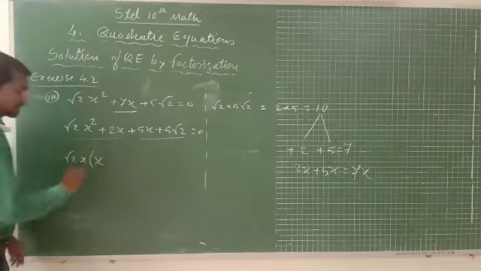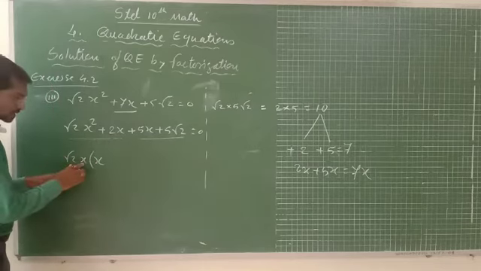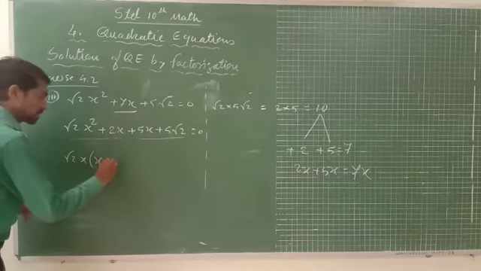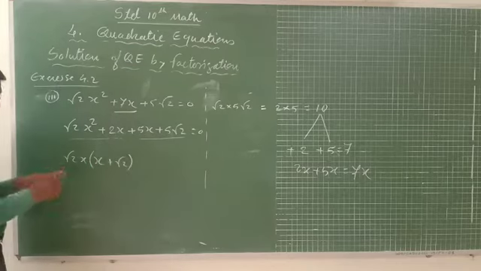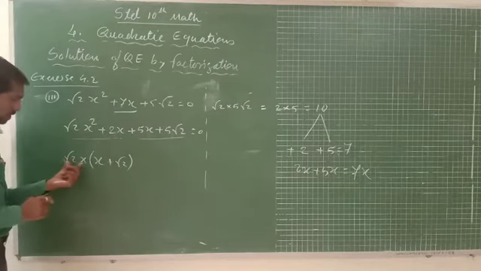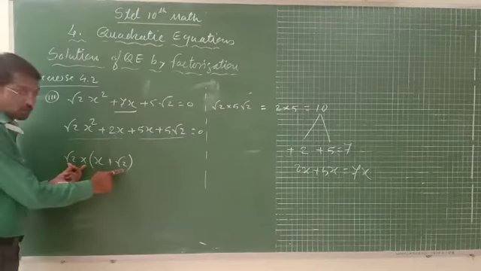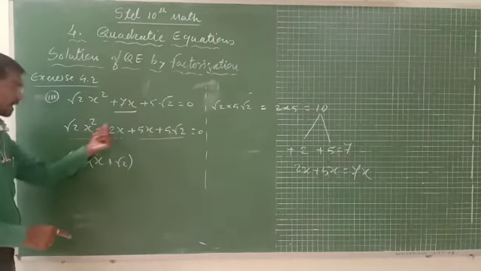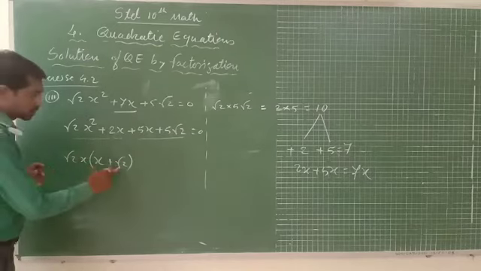Here is x remaining. Root 2x into x, root 2x squared. Plus, what's remaining here? Root 2. Just check. Root 2x into x, root 2x squared. Root 2x into root 2, under root 2 into under root 2, 2 and x. Is it clear? Root 2 into root 2, 2.